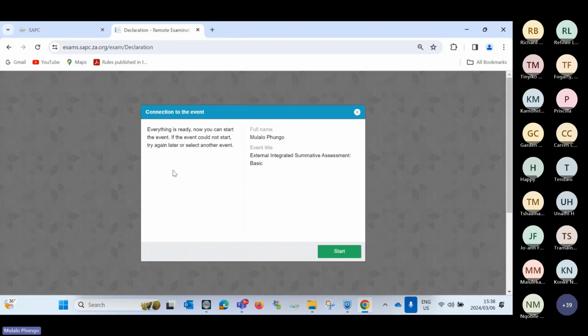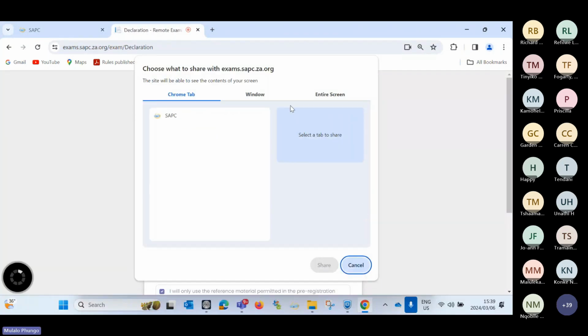I am so happy. Now you can start the event. The event for today would be the external integrated summative assessment for the basic. It's green. I can then start. As soon as I start, this keeps coming back because it wants to ensure that at no point is any candidate having more than one required screen.